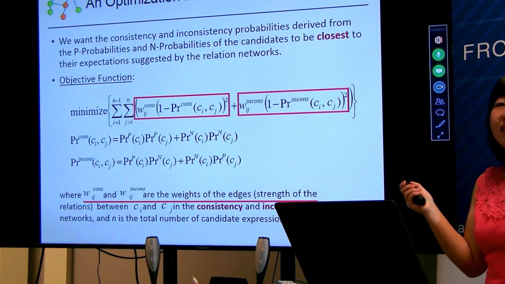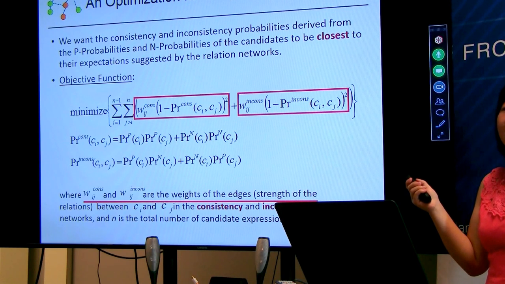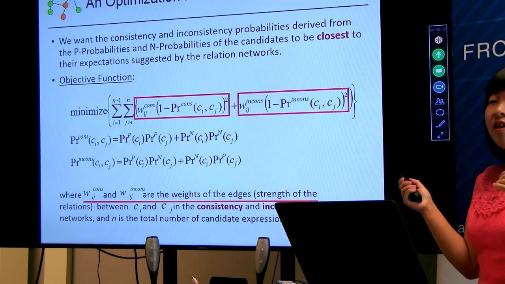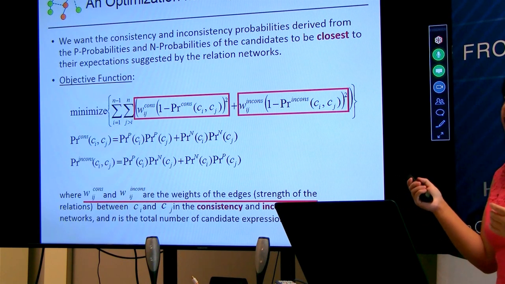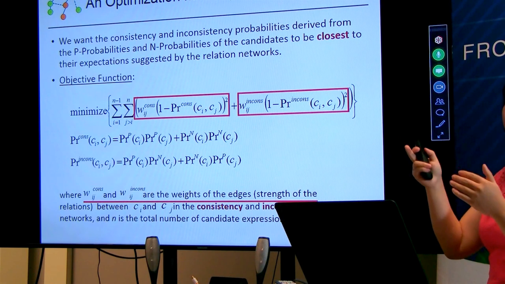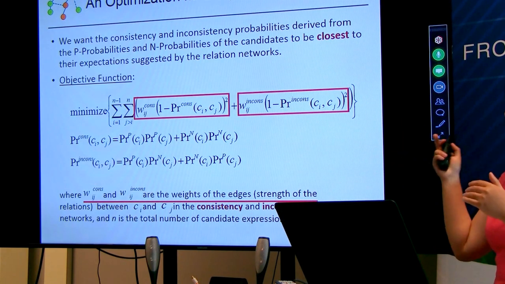And based on that, we can set a threshold, like if the P probability is higher than 0.6, then it's positive. If the N probability is higher than 0.6, then it's negative. So this is how we assign the polarity to each expression.